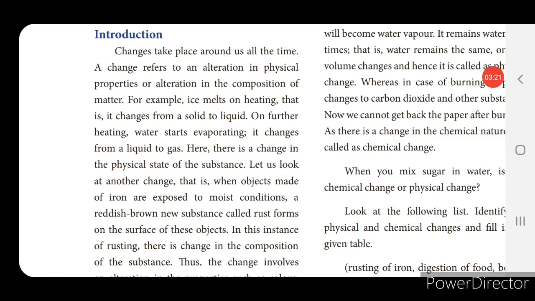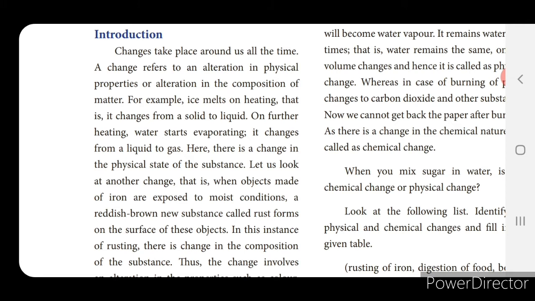So here in the introduction, they have taken two changes. Changes take place around us all the time. When you observe around you, there will always be some changes. There is physical change, chemical change, reversible change, irreversible change, periodic change, non-periodic change. All these changes you have studied in 6th standard itself.